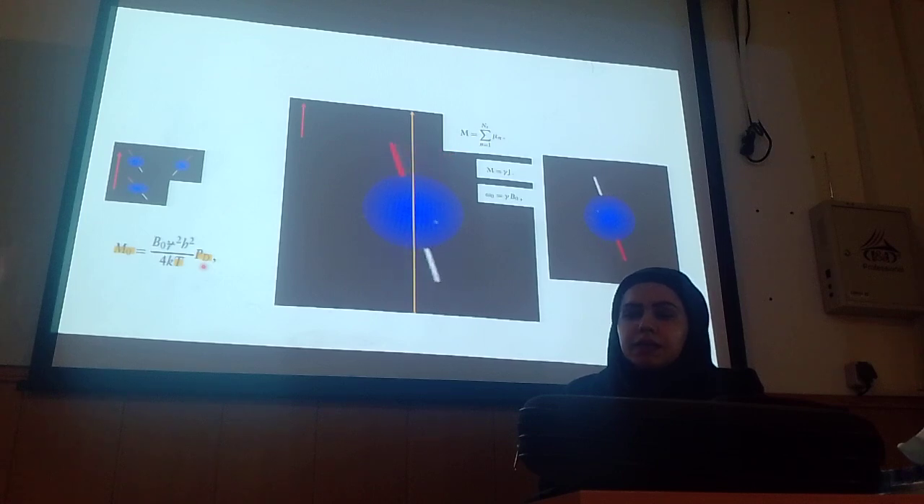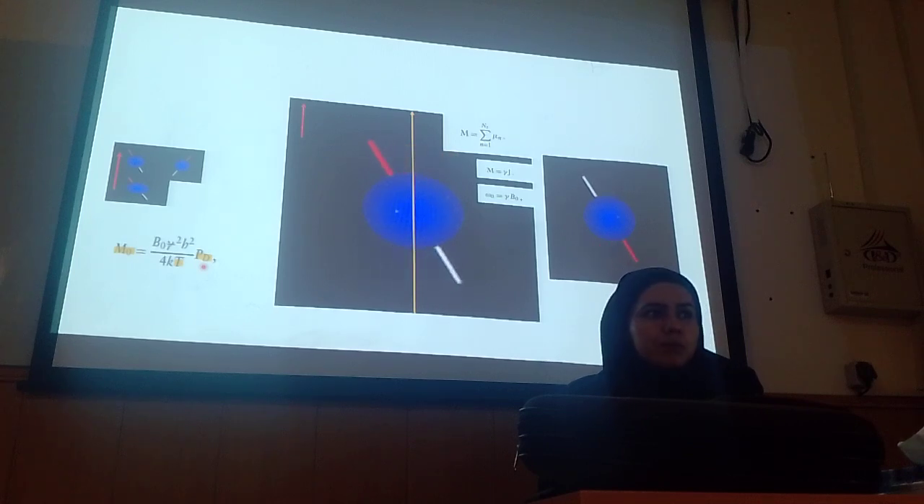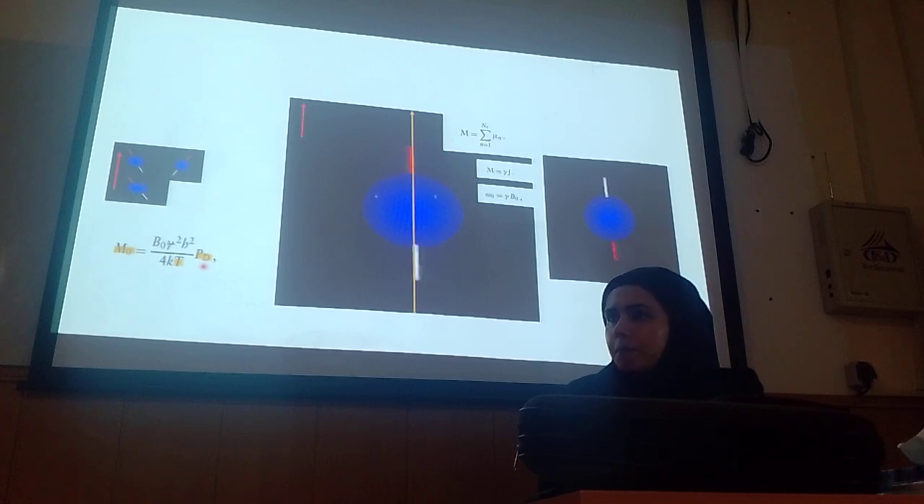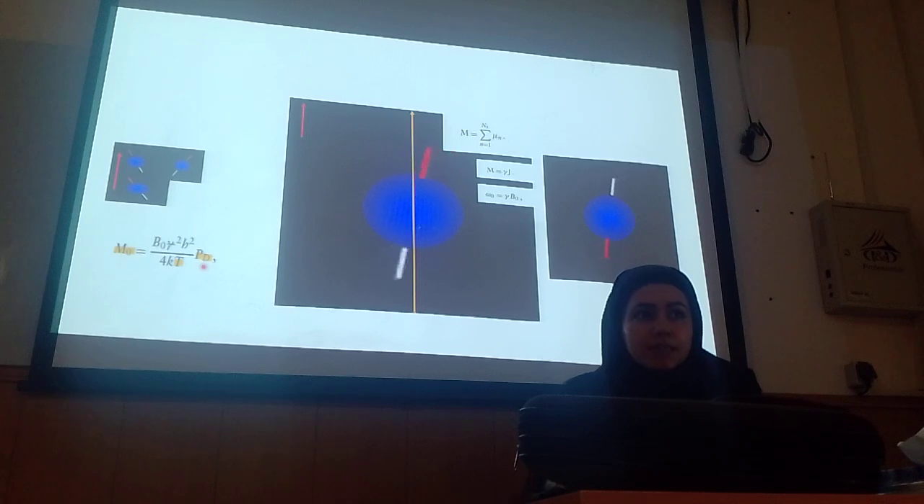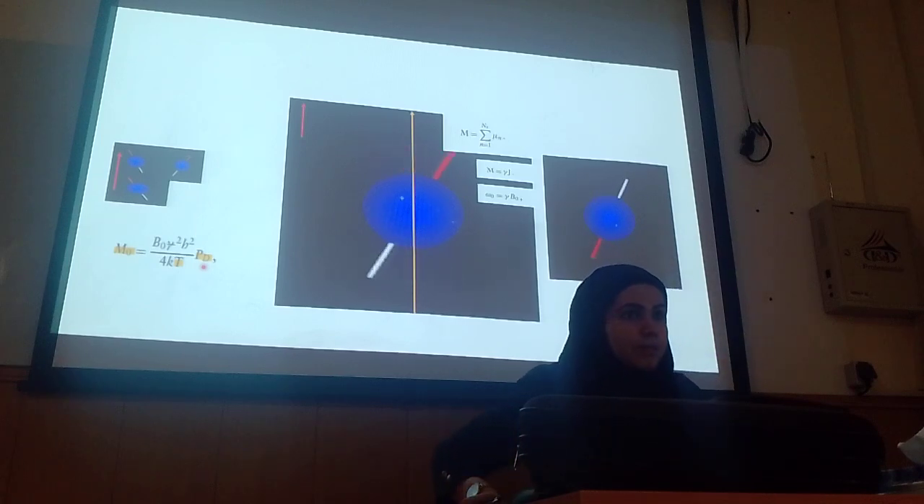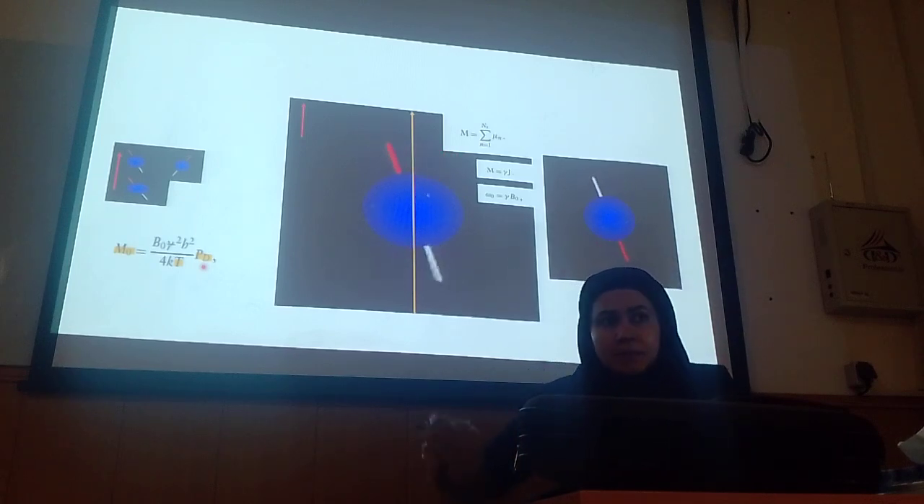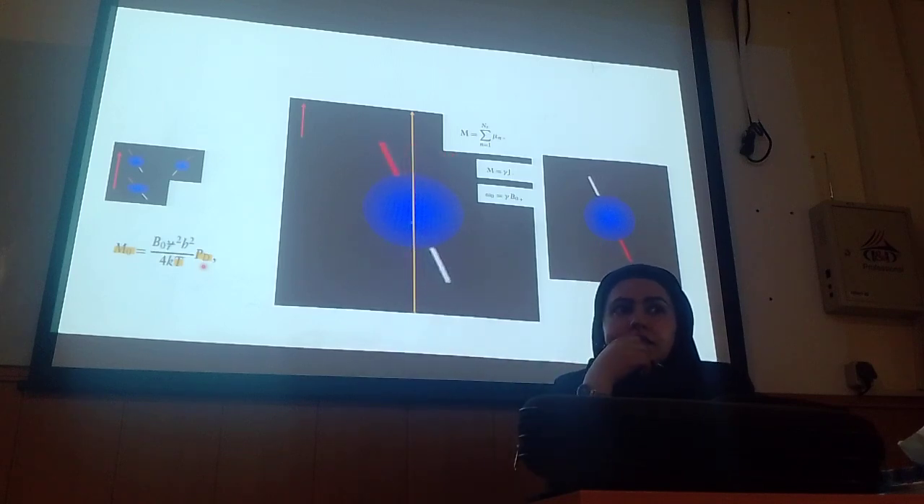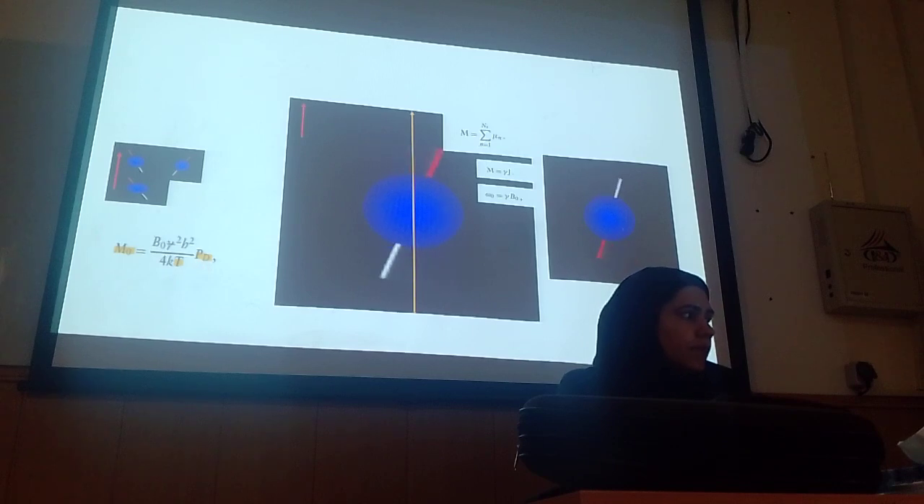Can you tell me the strength of the induced current in the loop depends on which parameters? Change in magnetic field. The difference of magnitude? Yes, change in magnetic field and distance. Based on this formula, look at this formula.